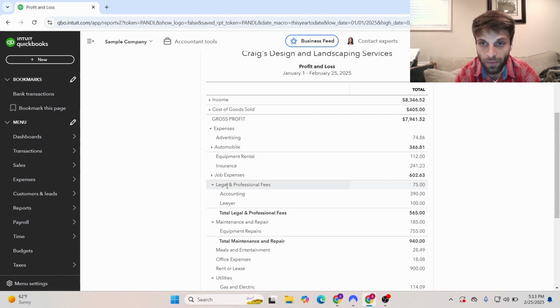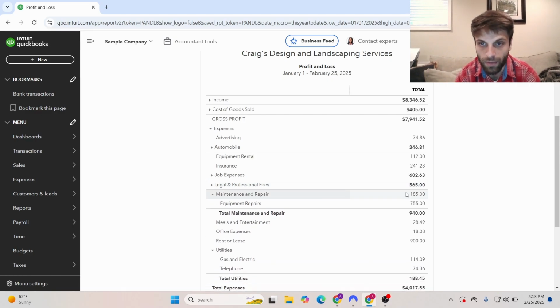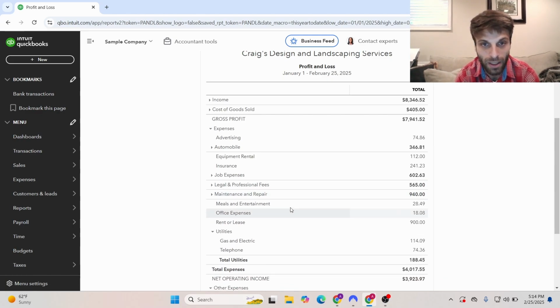We also have legal and professional fees, right? So we have accounting, legal fees, and whatever is not part of lawyer or accounting. And that comes to a total of $565. We have maintenance and repair and equipment repairs. So maintenance and repair is not part of, we have this separate line. So $755 plus $185 should give us $855 plus $85, $900 and something, $940.